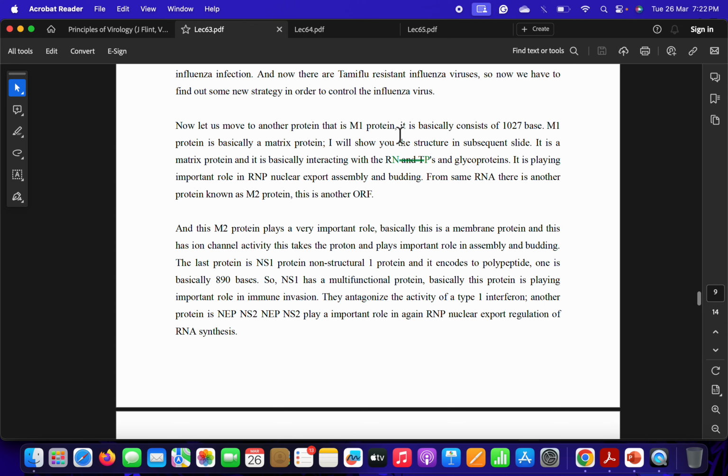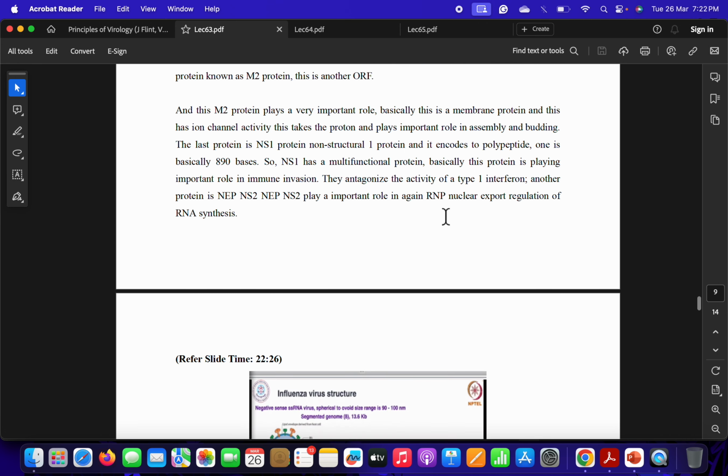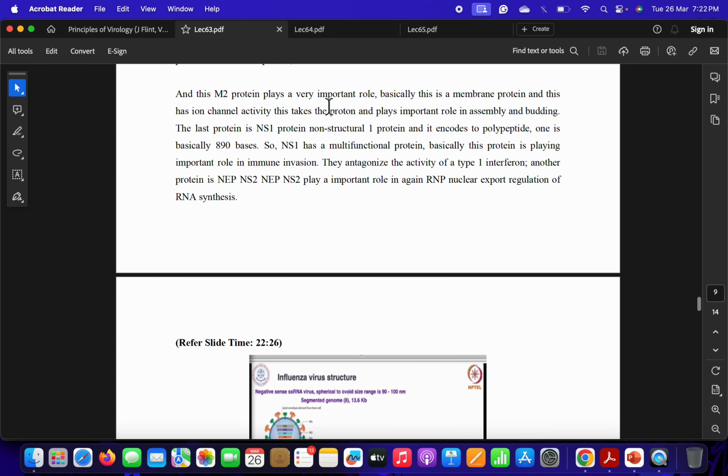There is also a protein called M1 protein, which consists of 1027 bases. The M1 protein is basically a matrix protein. There is M2 protein which plays an important role. Basically this is a membrane protein and it has ion channel activity. It takes in the proton and plays an important role in assembly and binding.